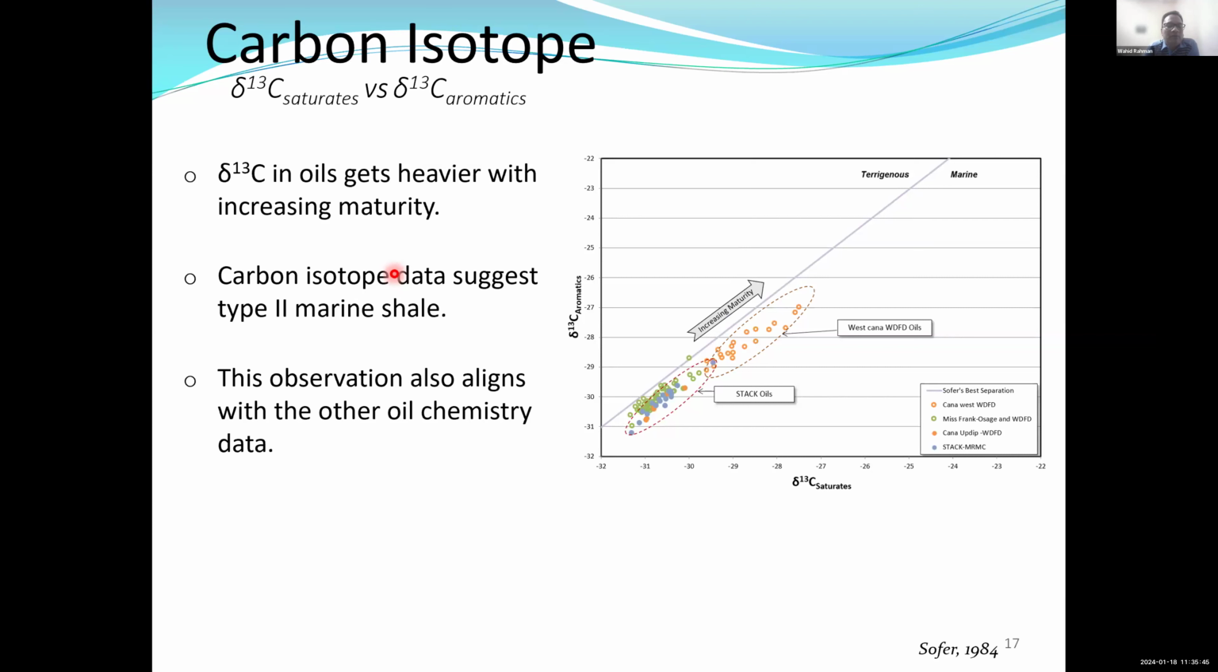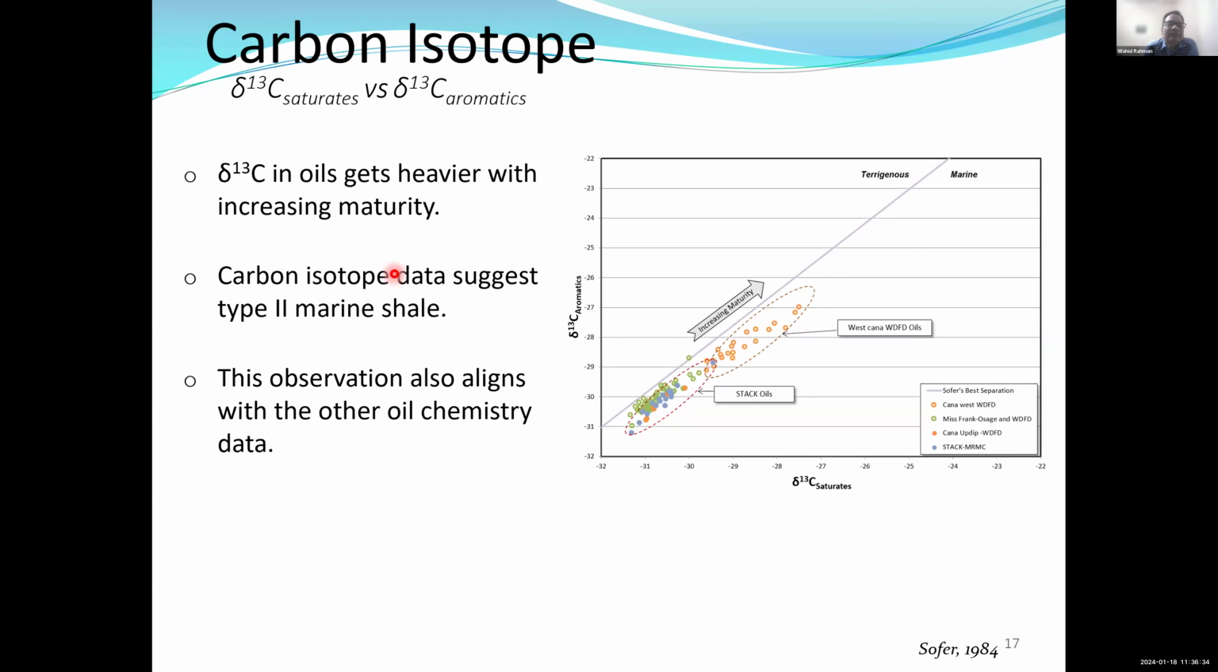There is another way of looking at it: carbon isotopes. Remember at the very beginning I said saturates versus aromatics. We separate those and then do the carbon isotopes. There is again a pattern here. As I said, the west part of the Cana, very close to the kitchen, has the more mature hydrocarbon, and the upper northwest part of the STACK, or the Kansas-Oklahoma border, let's call it that way, has low maturity. How do we do that? In carbon isotopes, when you mature a hydrocarbon, the more mature hydrocarbon has more enriched carbon isotope numbers.